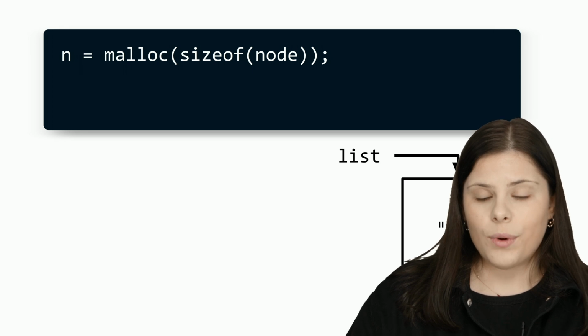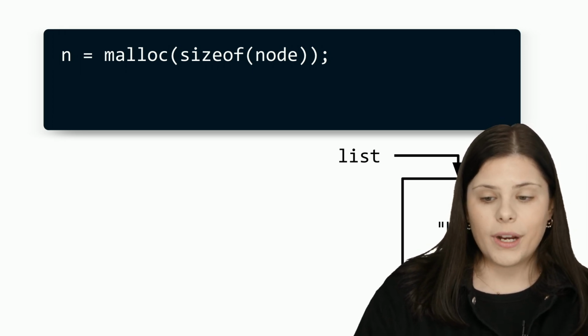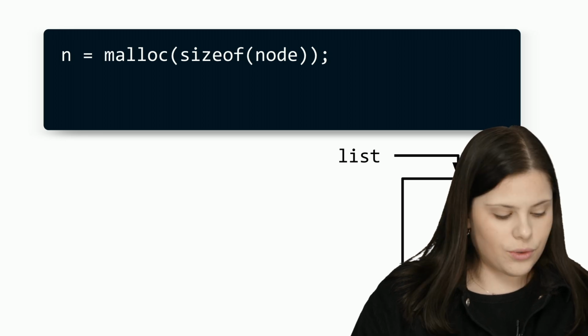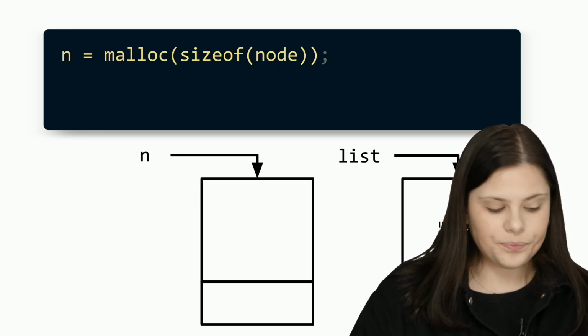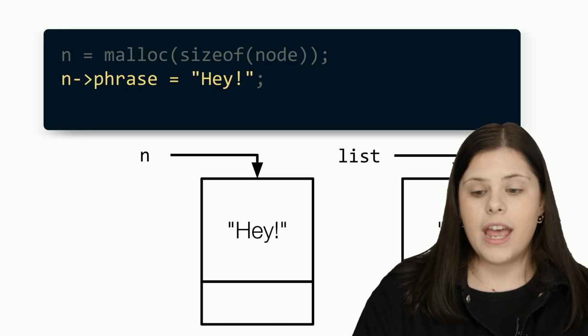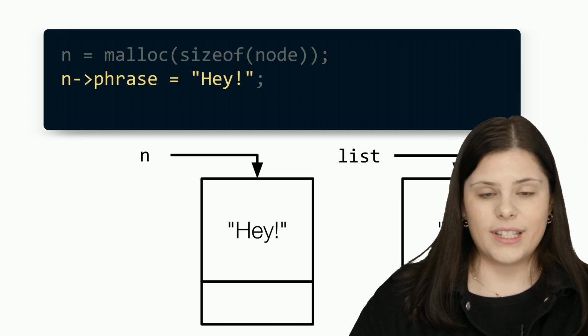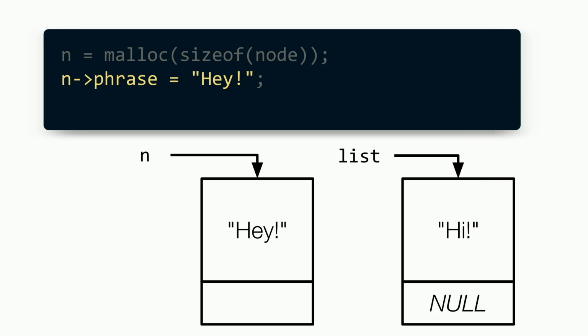Well, we're going to do something very similar to what we just did. We're still going to use malloc, and we're going to use sizeof to create a new empty box. As before, we're going to populate it with a phrase, for example, "hey." And then because we want to keep track, we want to connect these nodes now. This is where the whole concept of a linked list comes into play.